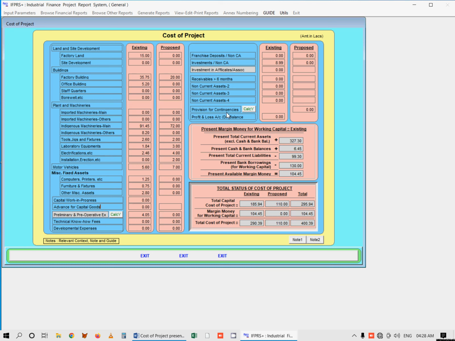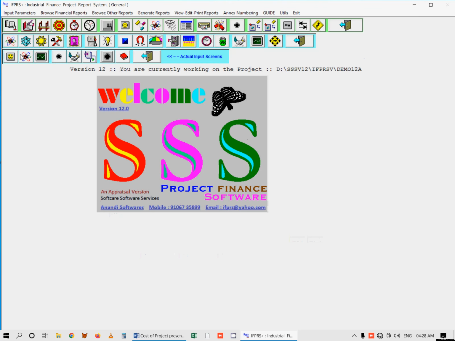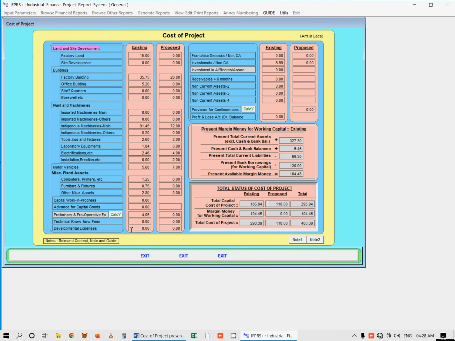Then we have a look to the existing column for an existing unit. It is always preferable and advisable to put in actuals of last 3 years and then the relevant details of existing column of cost of project and means of finance will be called for and will get auto updated with no further input in existing column. It will also present here the available liquid surplus, available margin for working capital, that is current assets minus current liabilities minus existing bank borrowings.